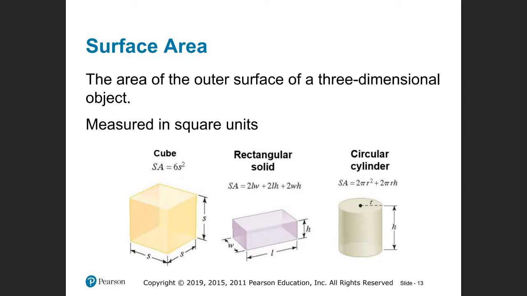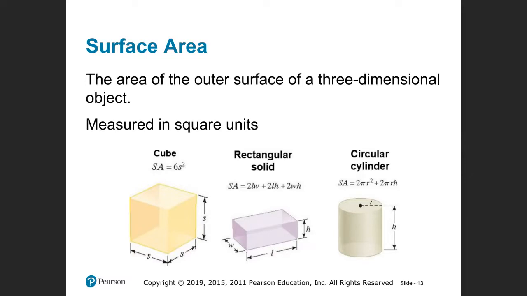For a rectangular solid, the surface area is the area of the different sides. So we have two sides that would be length times width, two sides that would be length times height, and two sides that would be the width times the height. So you find those and then you add them together.